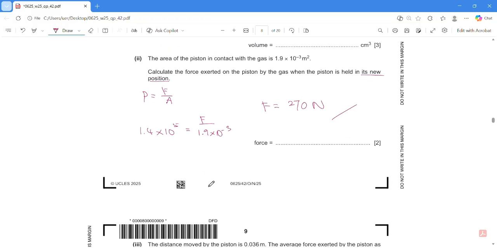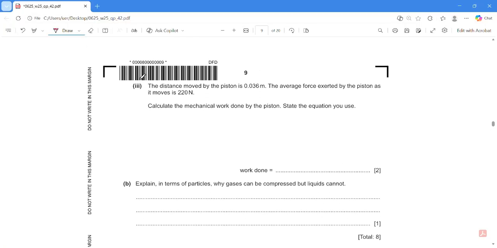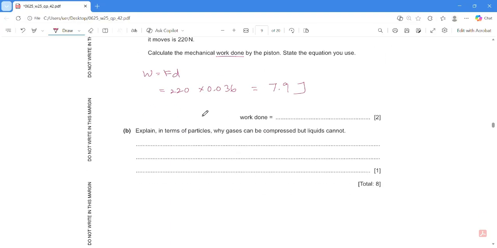Number 3, the distance moved, average force. Calculate the mechanical work done. The work done formula is force times distance moved. So we just need to put in the values: 220 times 0.036, and we get 7.9 joules.